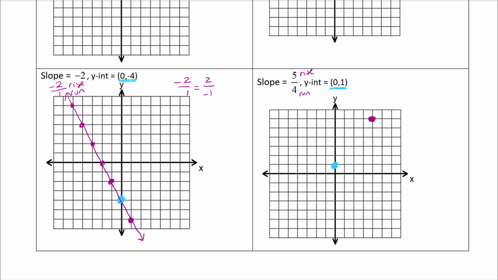So what I could do instead of going up and to the right, I could go down 5, 1, 2, 3, 4, 5, and to the left 1, 2, 3, 4. And that's as many points as I can get, and I draw a straight line through that. And that concludes this first lesson on linear equations.